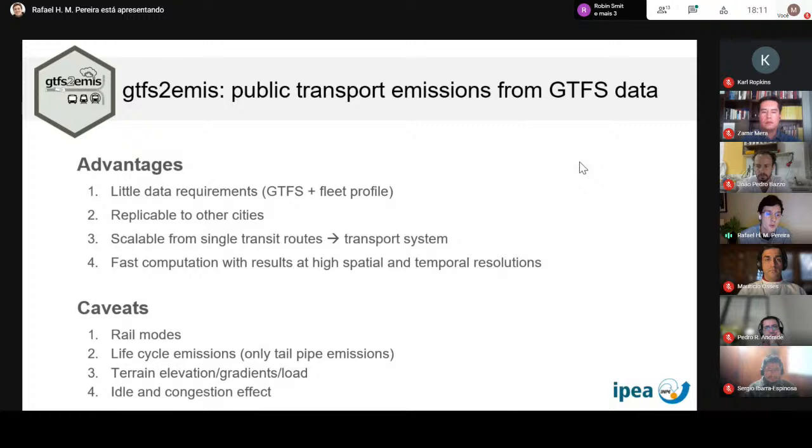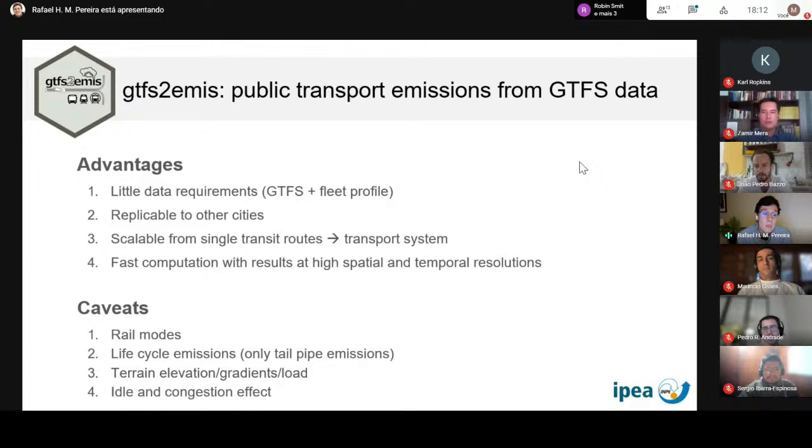We do have some caveats, though, that we should emphasize. One is that we don't cover rail modes, because we haven't found yet any information on emission factors for rail modes. We still cannot have estimates of emissions for subways, rails, trains, light rail systems, and so on. So if any of you know where to find those emission factors, or if you're interested in using portable emission devices to monitor and measure the level of emission within the boundaries of rail transport modes, we will be very happy to hear from you.